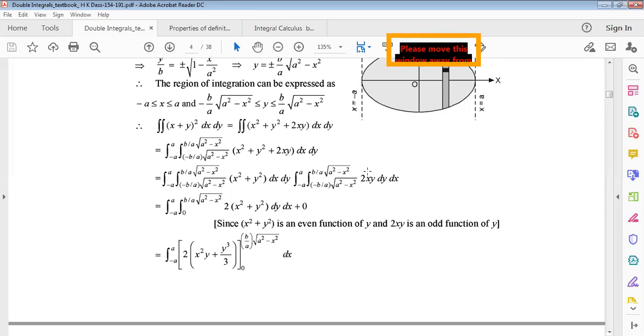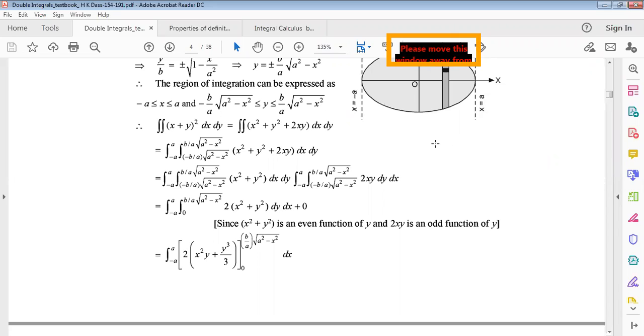This whole term will become 0 for an odd function. What is the definition of an odd function? If f of minus x equals minus f of x, then it is an odd function. An even function: f of minus x equals f of x. If we replace x by minus x in any function and there is no change, no effect of the minus sign, then it will be an even function.